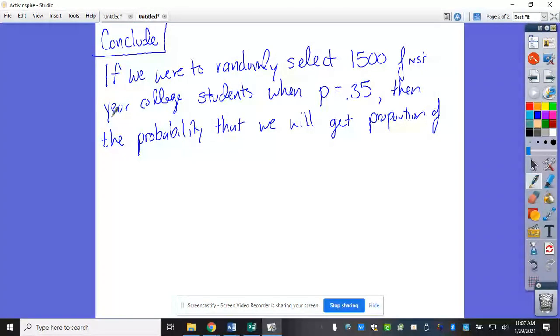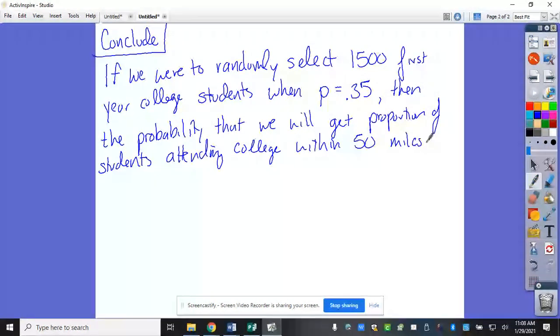We already said we randomly select first-year college students, so now we just have to talk about success. Then the probability that we will get a proportion of students attending within, I guess you should say attending college. So there's my context. We found the probability that our p hat is what? Like, what did the question ask? Within 2 percentage points.